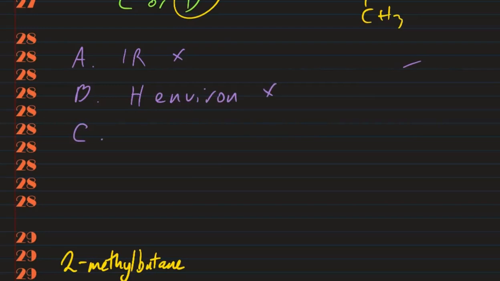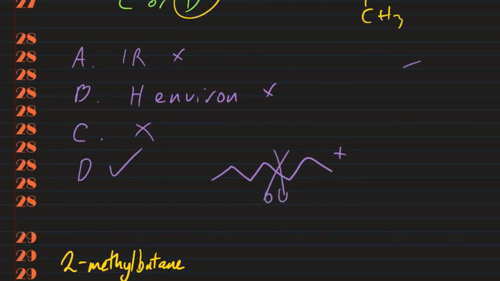C, infrared provides a number of hydrogen atoms. Nope. Hydrogen atoms is H1 NMR. So it must be D, whatever D is. Mass spectrometry provides information about the structure. I'm not too happy about that one either, but that's the right answer. Don't forget, mass spectrometry takes a molecule, gives it a charge, and then cuts it into pieces. You can kind of work out, if there's a 15, it's a methyl plus, or if it's an OH plus, it's 17. Remember all that? Right, 28 is D.